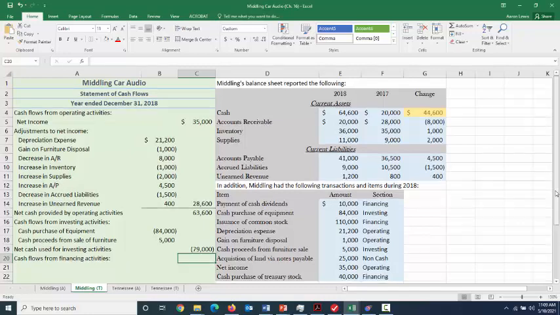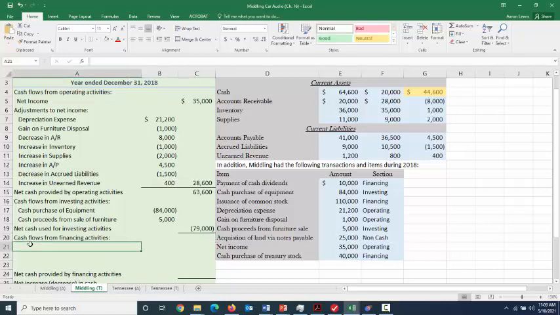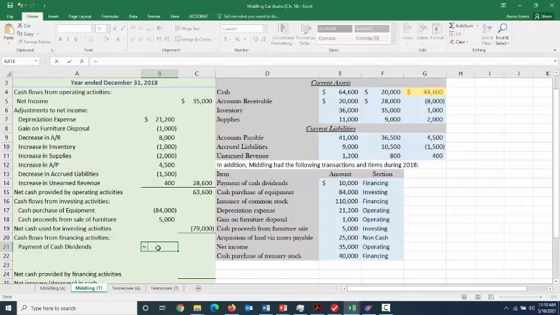And then lastly, we have our financing activities. In our financing activities, we have 1, 2, 3 different items we have to report: the payment of cash dividends, the issuance of common stock for cash, and the cash purchase of treasury stock. So let's just do them right in order, the way that they're listed. We have our payment of cash dividends. We are taking money out of our company and giving it to our shareholders, our owners, which means since it's coming out of our company, it has to be decreasing our cash flow. I'm going to report that as a negative.